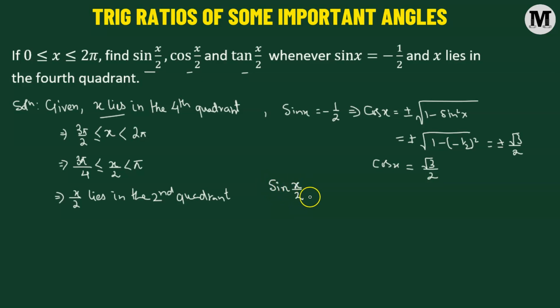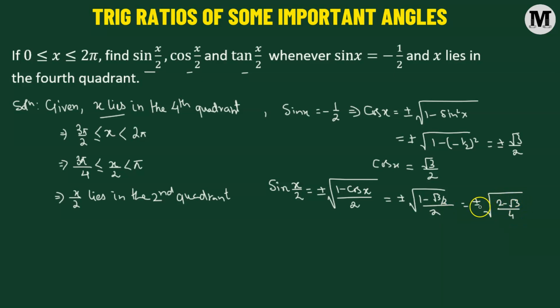Let's find the value of sine x over 2. Sine x over 2 is given by plus or minus the square root of 1 minus cosine of angle x, divided by 2. We substitute the value of cosine x with square root of 3 over 2, so we have 1 minus square root of 3 over 2, whole divided by 2. Multiplying numerator and denominator by 2, that gives us 2 minus square root of 3 divided by 4. Here we're getting two values, one positive and one negative. We found that x over 2 lies in the second quadrant, and in the second quadrant sine is always positive. So our final value is going to be positive.